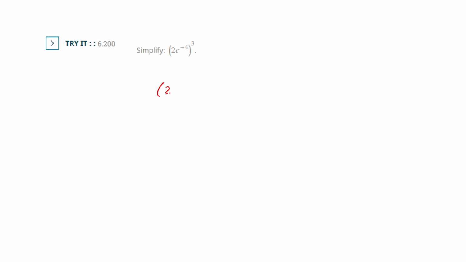Okay, once again, we're giving that exponent to both of them. 2 to the 3rd is 8. A power to power, well, I guess I didn't, hold on. C to the -12th. Now, move the c down below.